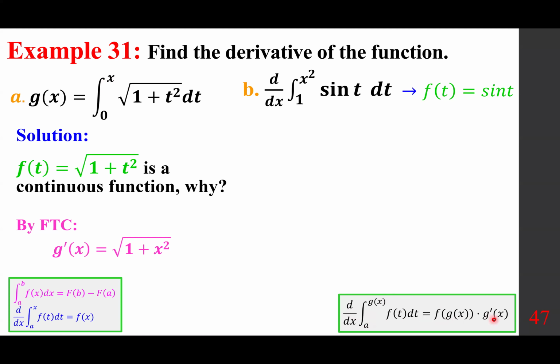This g prime of x is by the chain rule. Therefore, if f of t is sine t, we are going to replace the t with whatever this is, the function x squared, so sine x squared, but times the derivative of x squared, which is 2x. This is by FTC. And of course, we put the 2x in front.